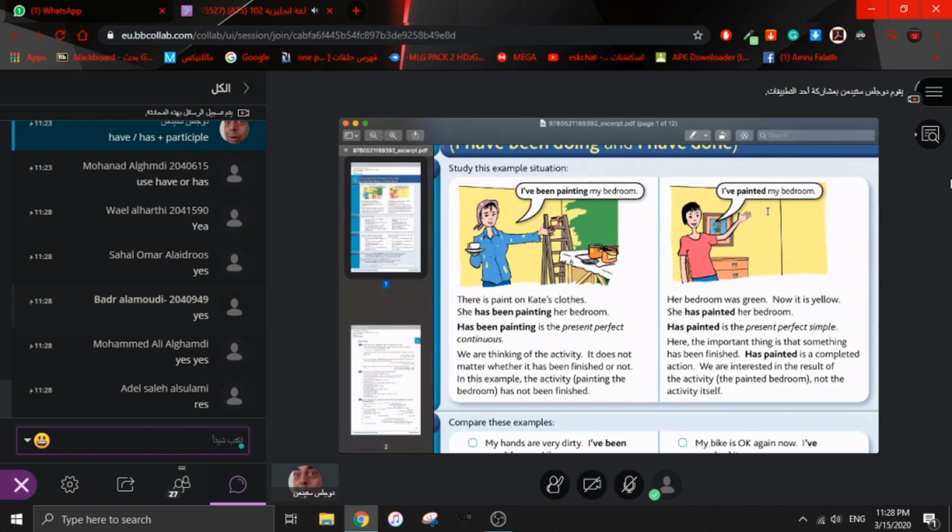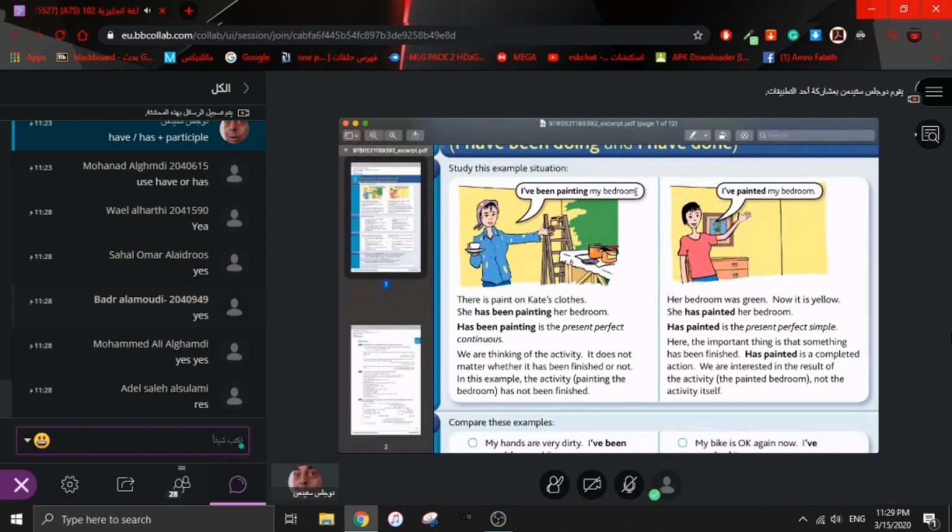It's done. Over on the left here, she's not finished. I don't know how long she has been painting, but for some time. I've been painting my bedroom all day, for 3 days, for 2 weeks, some period of time, and it's not finished yet. So that's one example when we could use the present perfect continuous. So think of some other examples.